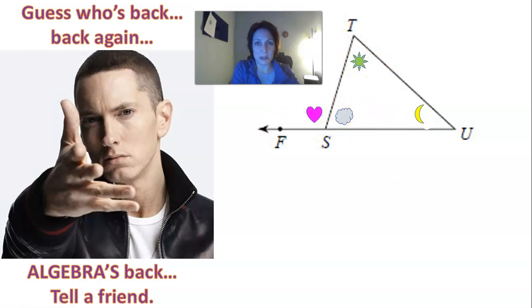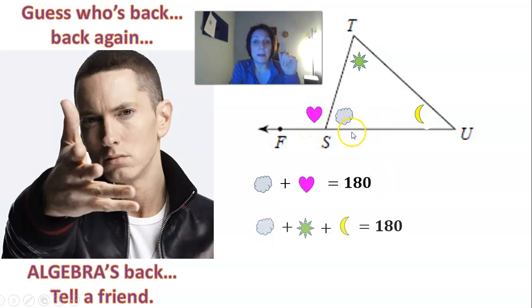There's some relationships in here that we've been talking about quite a bit. The first one that we talked about a long time ago was that these two angles that are right next to each other are a linear pair, and we know that they have to add to 180 degrees. So in this case, your interior angle and your exterior angle that are right next to each other have to add to 180 degrees. They make a straight line.